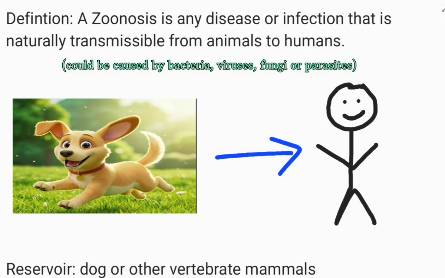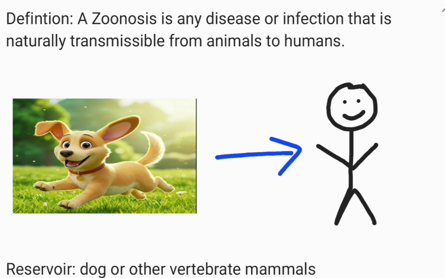By definition, a zoonosis is an infection that spreads from animals to humans, either directly or indirectly through vectors like mosquitoes and ticks. So these infections can be bacterial in nature, viral in nature, fungal in nature, or parasitic in nature.